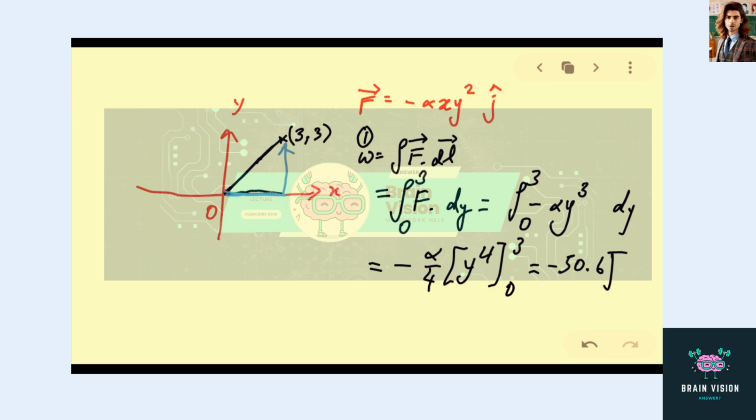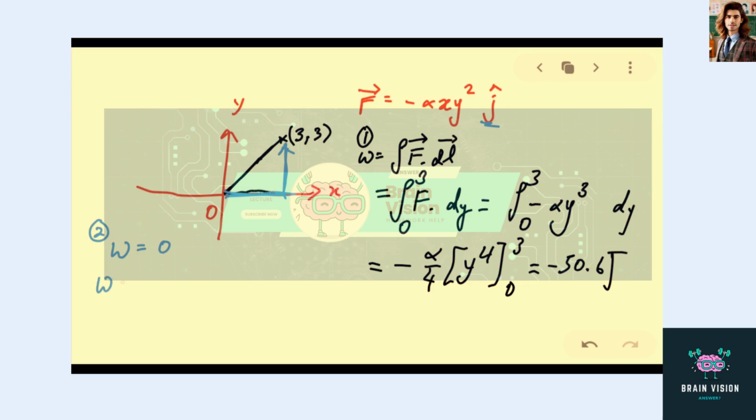Now the second case, you're going to consider first moving along the x direction, and for this moving along the x direction, the work done is 0, because we know that it is perpendicular to the direction of our force, right? So in any perpendicular direction, it will not do any work. So we can ignore the first part, and we only focus on the second part, right? Second part, when we are increasing our y from 0 to 3, where x is constant.